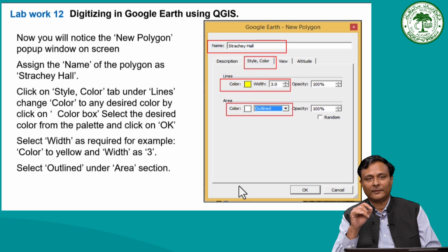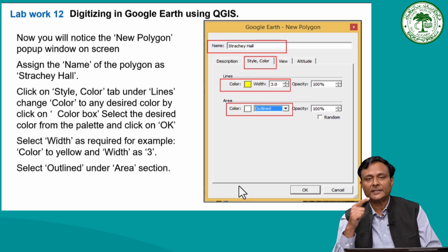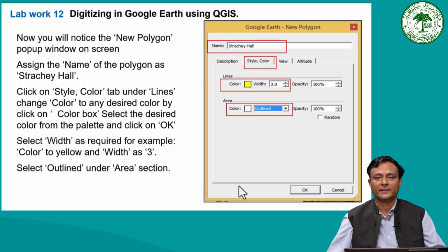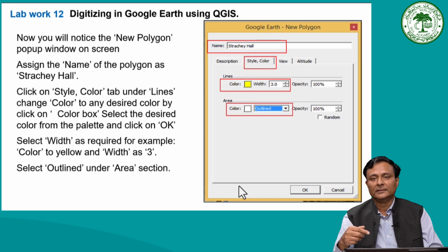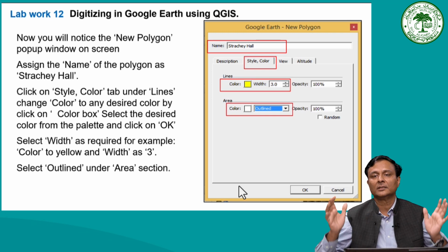Now another important point I would like to highlight is that when this polygon is appearing, we can customize it. In what way? So that it is more visible on the Google Earth image. For that, we will click on Style. There in the color tab, under line, we can change the color.